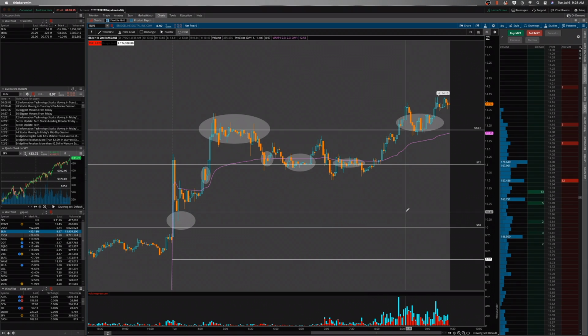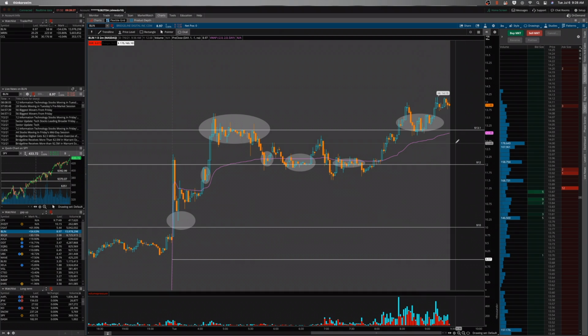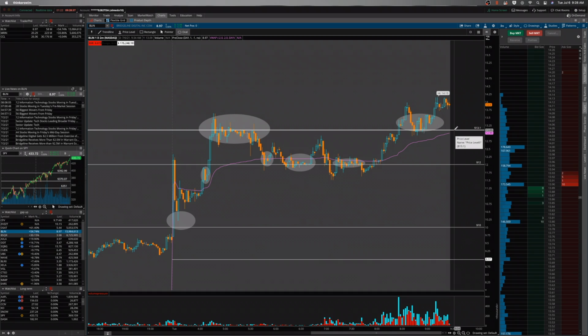But this is exactly what I want to see, and what a lot of people want to see when they're looking for a stock in the morning to trade. And this is a valid setup. This is a setup that I'm tracking right now, and I want to see this thing get at least under here before I even attempt to short.